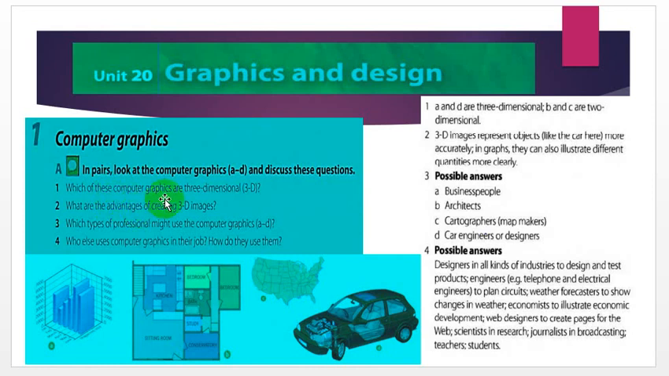Which of these computer graphics are 3-dimensional? Here is the answer. A and D are 3-dimensional. B and C are 2-dimensional. What are the advantages of creating 3D images? The 3D images represent objects like the car here more accurately in graphs. They can also illustrate, it means explain or present, different quantities more clearly. And I like this number 3 and number 4. A possible answer for number 4 is here.